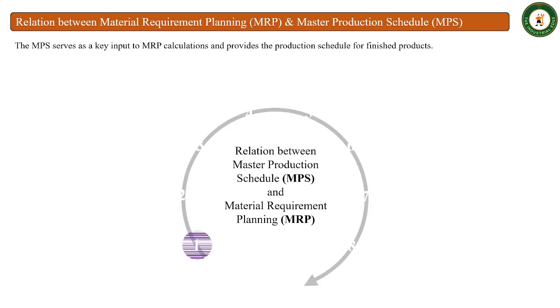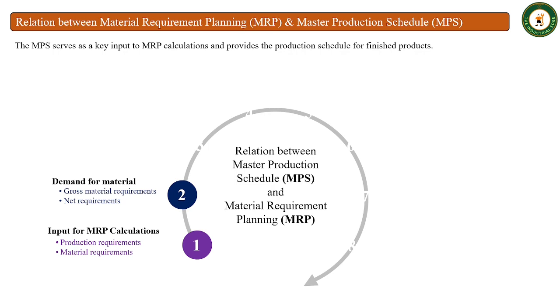So the first point is input for MRP calculation. The MPS is a fundamental input for MRP. It specifies the production requirements for finished products over a specified time horizon. MRP uses this information to determine the material requirements necessary to meet the MPS, meaning master production schedule.